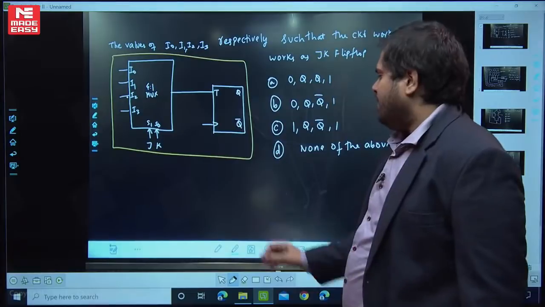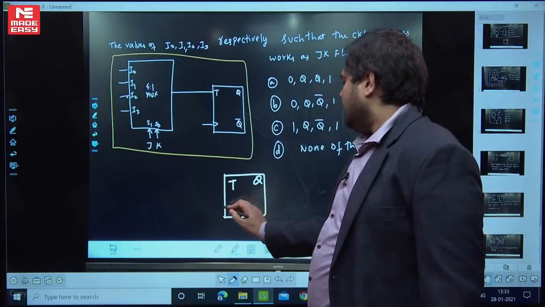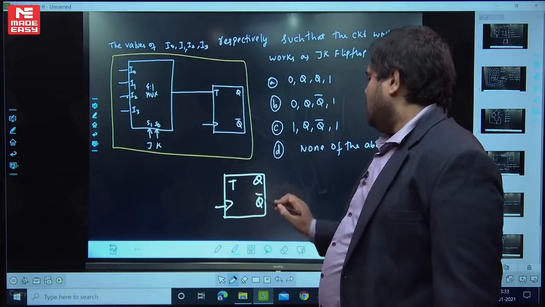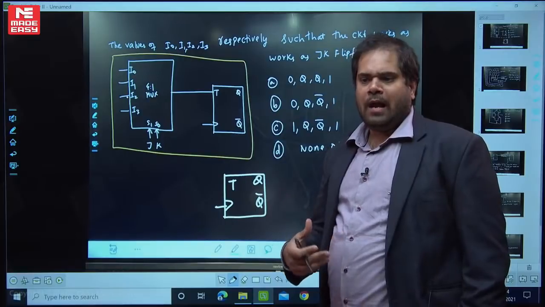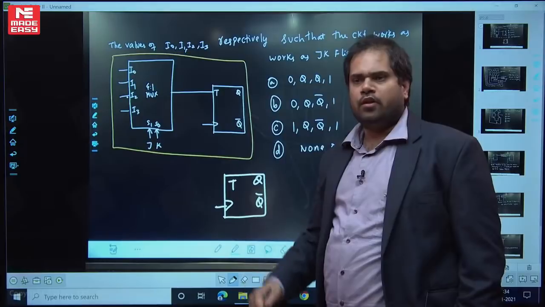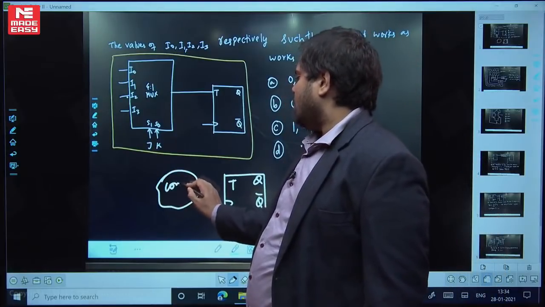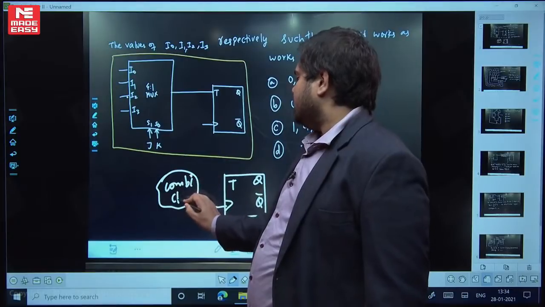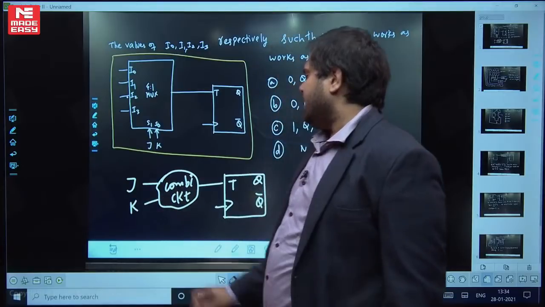Suppose for example you are having a T flip-flop. You want to construct a JK flip-flop. How will you do it? Normally we connect some combinational circuit, and this is the normal construction of the JK flip-flop.